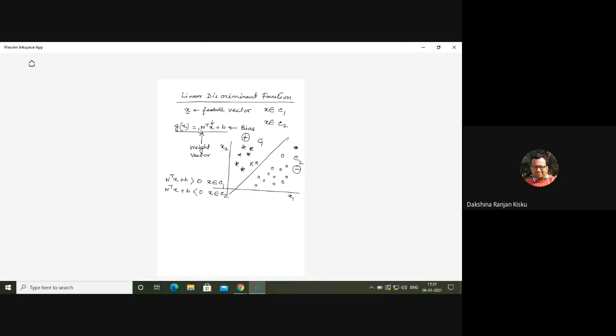Whenever we compute the value of this linear discriminant function by putting the feature vector x in the equation, and the value is found to be greater than 0, that means the value will come as positive. When the value is positive, we can infer that the input feature vector x belongs to class C1. All the samples given in class C1 are positive, and all the samples given in class C2 are negative. So when the function value is less than 0, that means the function value becomes negative, then we can infer that x belongs to class C2.